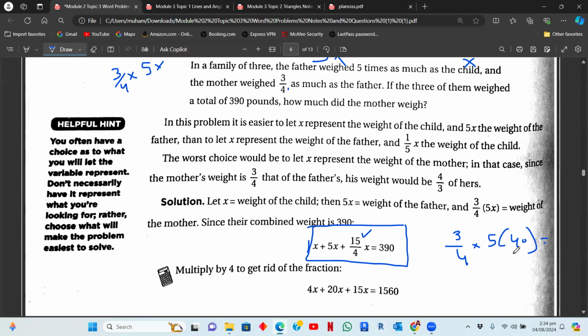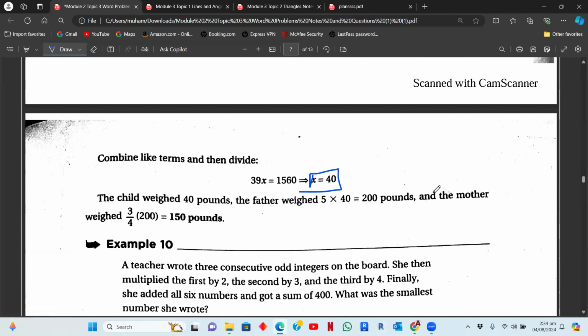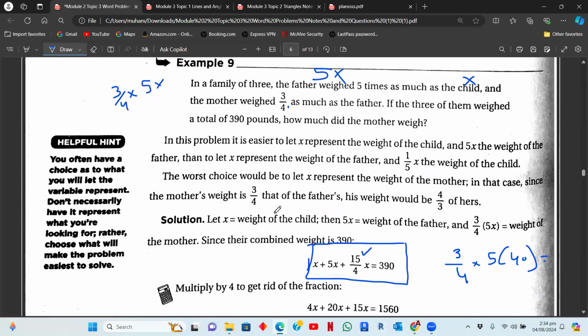Okay, 5 fours are 20, 200 हो जाएगा यहाँ पे. 3 times 200, 600 divided by 4. 150 pounds. Yeah. ठीक है.